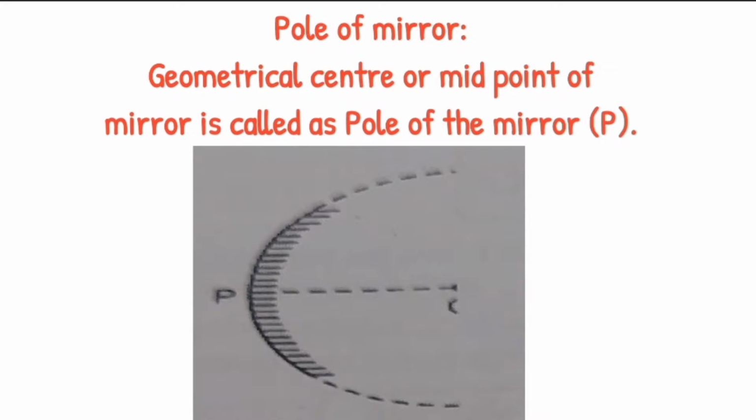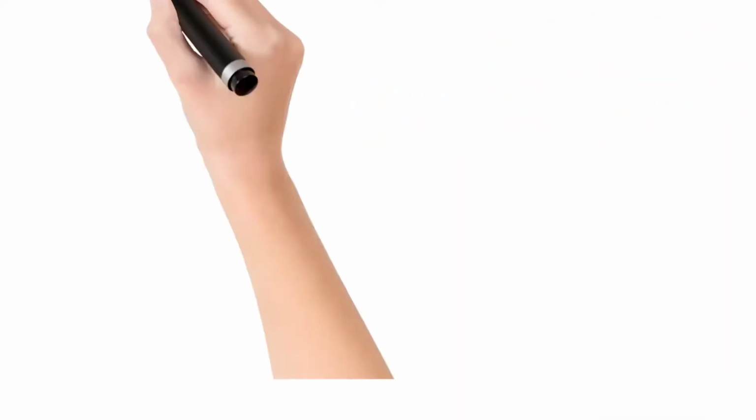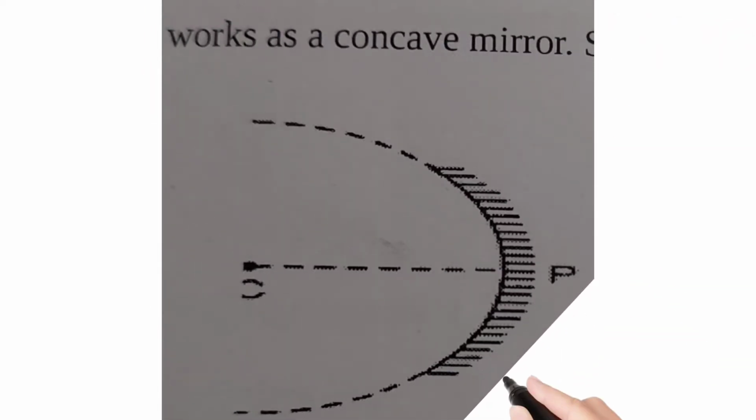Left arc means the left curve will be there, that you can take as convex mirror, and right curve you can take it as concave mirror if painted part or shaded part is not given. Okay, so pole of the mirror over.